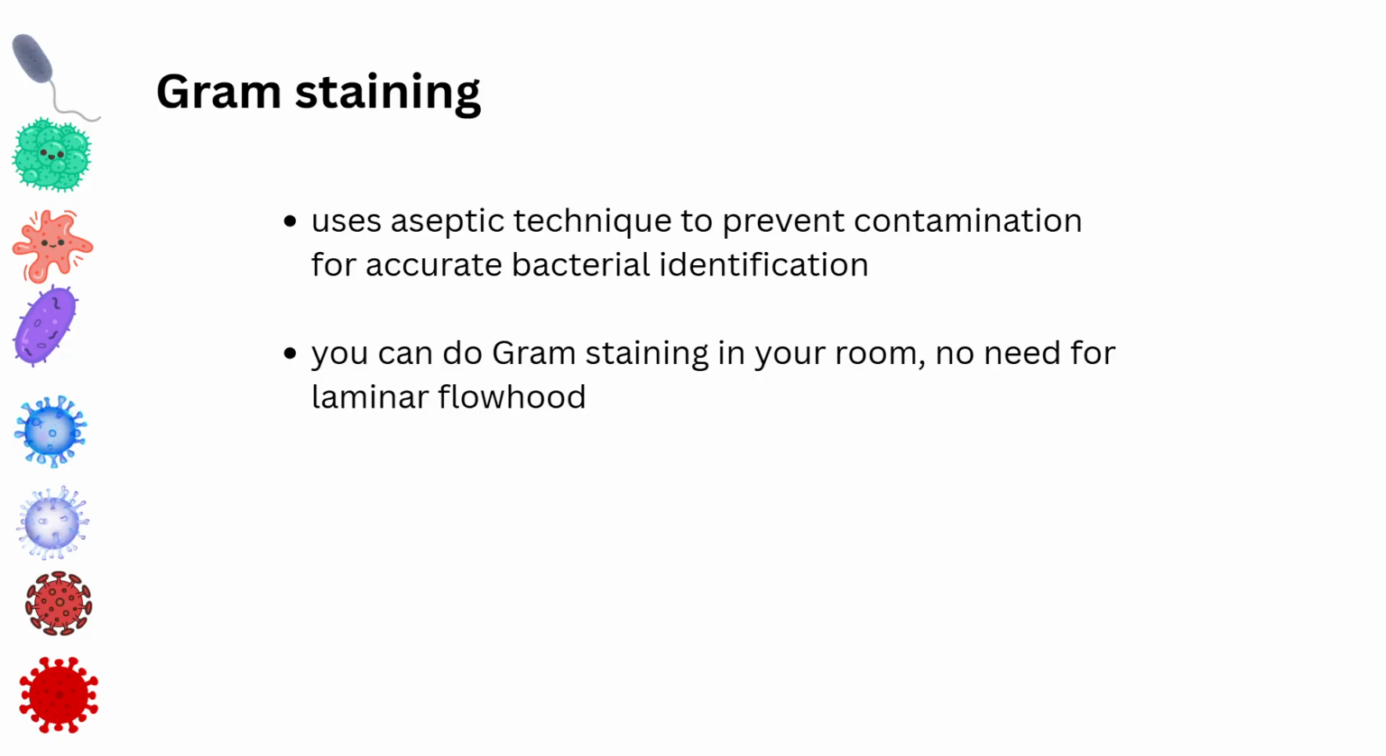So the Gram staining uses aseptic technique, which means that you're going to use alcohol lamp or Bunsen burner for the flame and also sterilize water to prevent contamination for accurate bacterial identification. And you can do the gram staining in your room. No need for laminar flow hood.